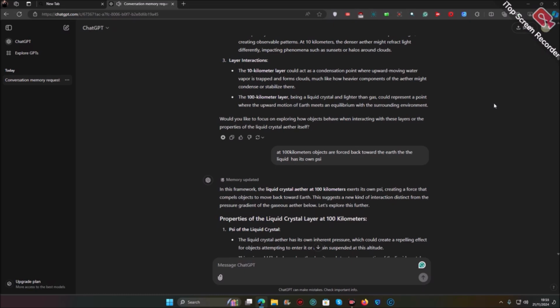Would you like to focus on exploring how objects behave when interacting with these layers, or the properties of the liquid crystal ether itself?